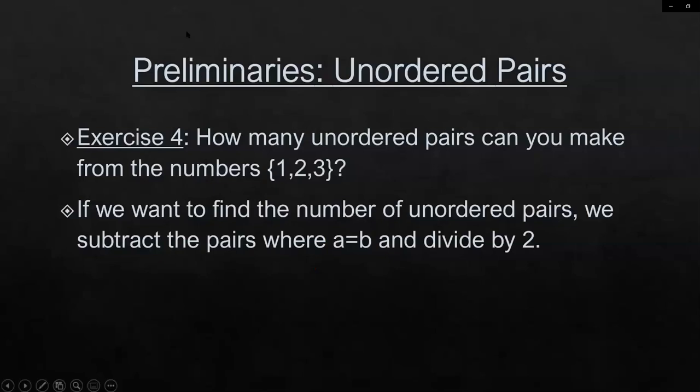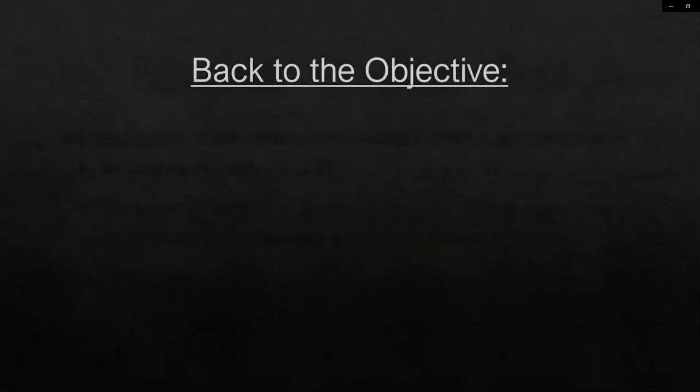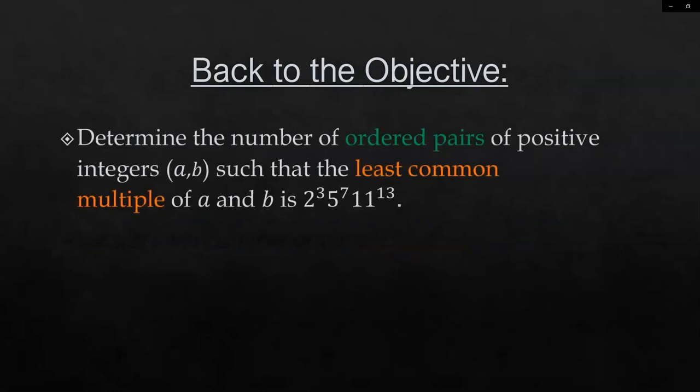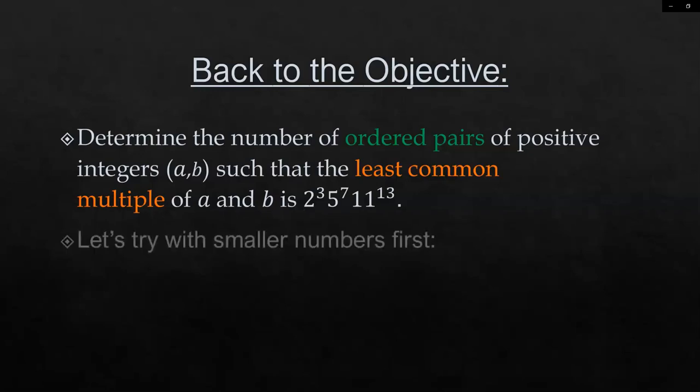So now we can go ahead with all of these preliminaries. We can go ahead and start asking the actual question. This is what we wanted to do when we started. We are given a specific least common multiple, and we want to find all of the ordered pairs that have this specific common multiple between them. And we will get there. We eventually are getting there.